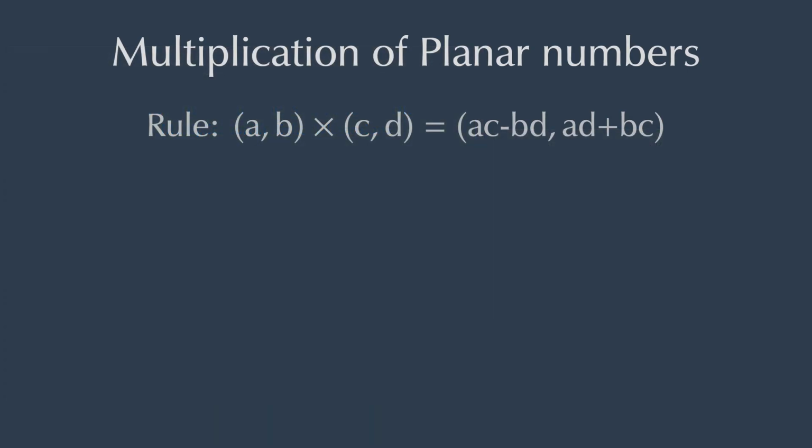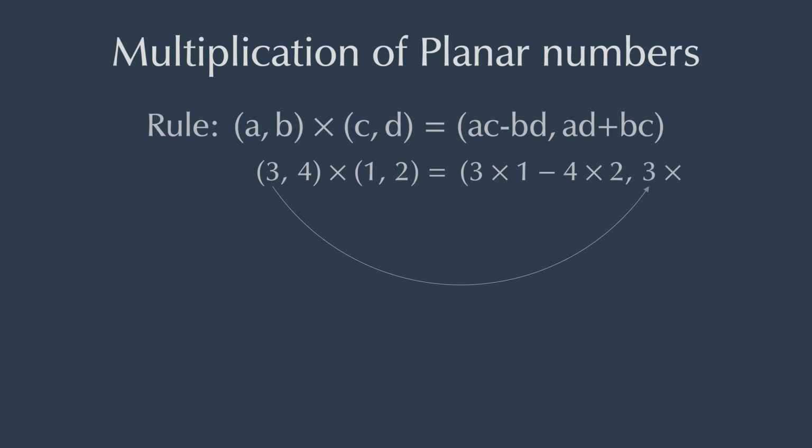I encourage you to pause the video here to try out this multiplication rule on some two planar numbers, say 3, 4 and 1, 2. Let's go ahead and do the multiplication. Multiply the two x coordinates and multiply the two y coordinates and subtract the two products to form the new x coordinate. Then multiply the x coordinate of the first number with the y coordinate of the second number and multiply the y coordinate of the first number with the x coordinate of the second number and add the two products to form the new y coordinate.